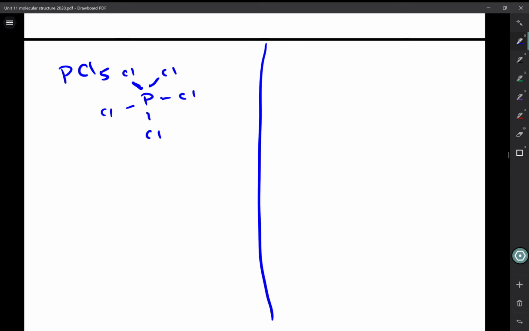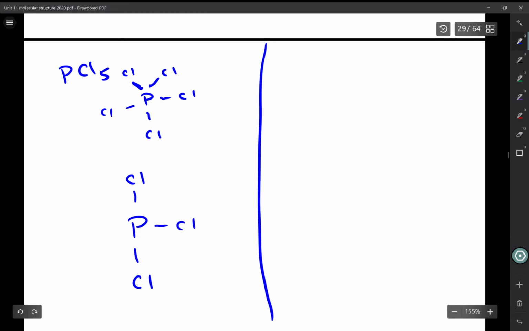All right, so 3-dimensionally, this is what this guy is going to look like. You got your phosphorus in the middle. 1 Cl on top, 1 Cl on bottom, so that's 2 of the 5. Okay, the other 3 are going to circle around the phosphorus here, kind of like a propeller. So there's your 1 Cl. This one is going into the screen. That one's coming out at you. So there you go.